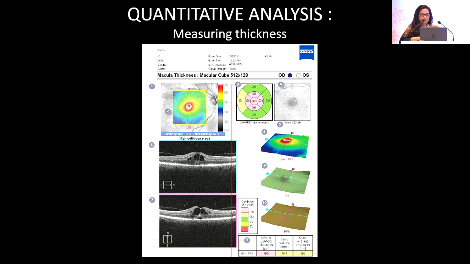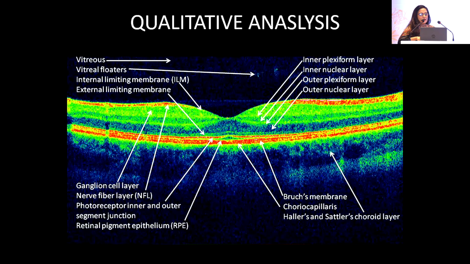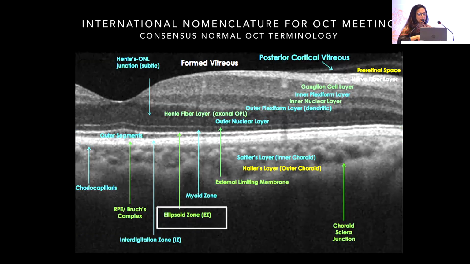So when you get an OCT printout, there is a quantitative analysis where you get the central macular thickness and also the thickness parameters of the perifoveal areas. And the qualitative analysis wherein you study the different retinal layers. Now these layers are better delineated in the black and white scans and not in the colored printout. So always make sure that you have the black and white printout or the black and white OCT on your screen, which highlights the layers much better.